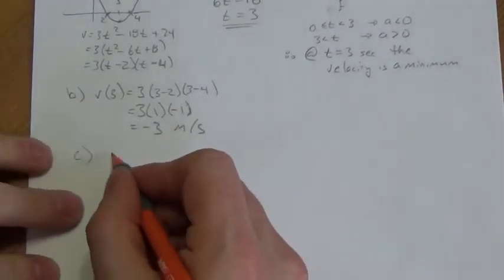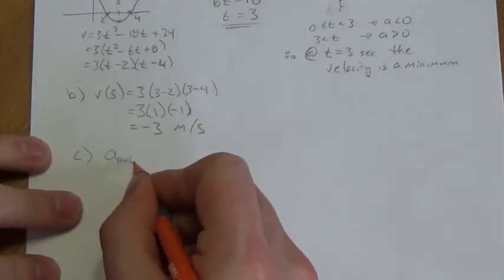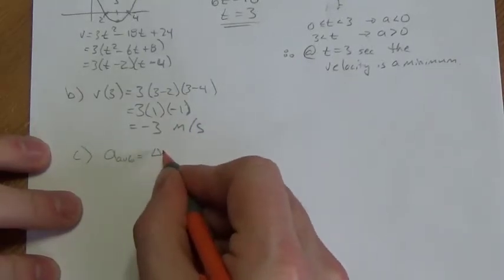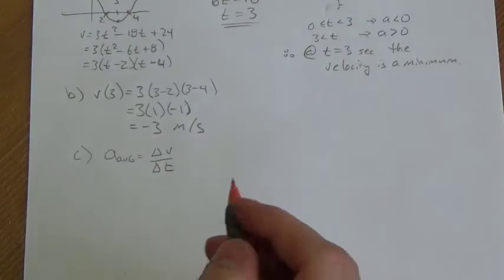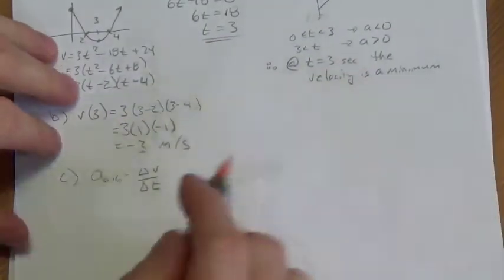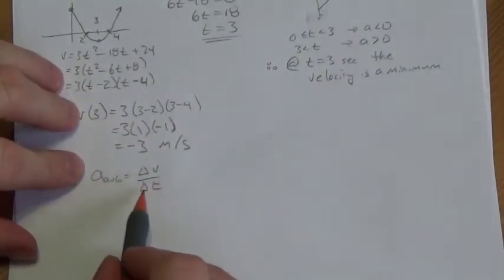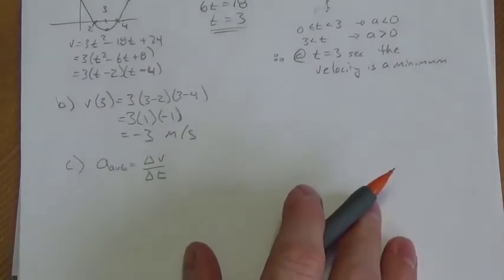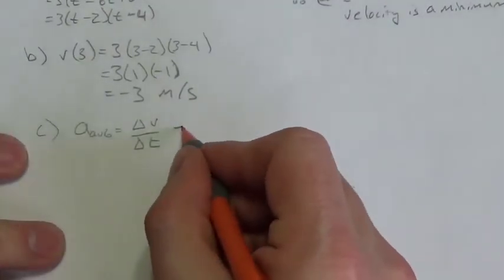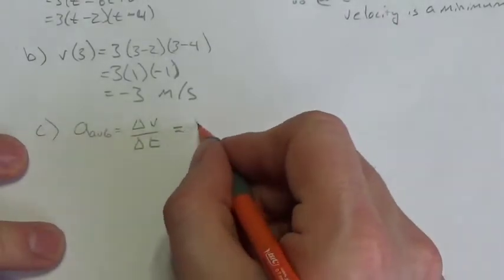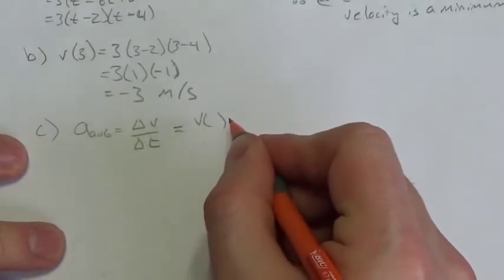The average acceleration is going to be the change in velocity over the change in time. So important that you catch that. That the average acceleration is the change in velocity over the change in time. Okay, let's zoom in a little bit here. So this is going to be equal to the velocity at, well, now that's interesting. Let's take a quick look at this.